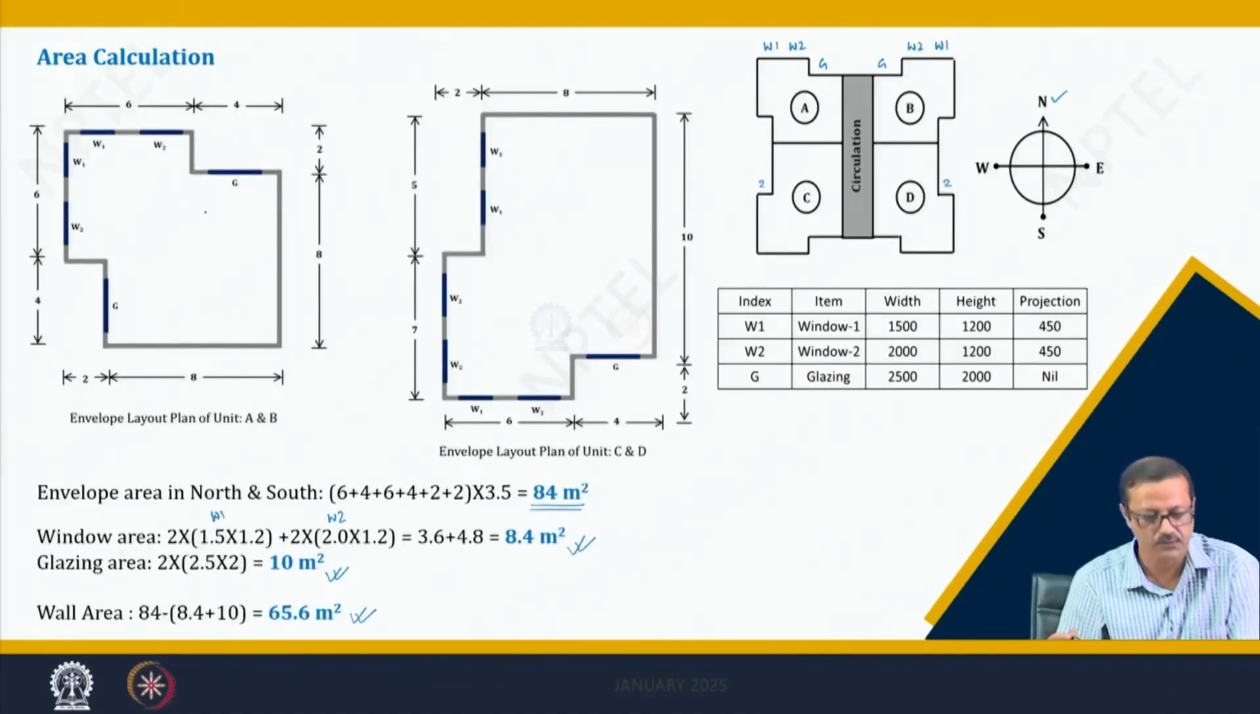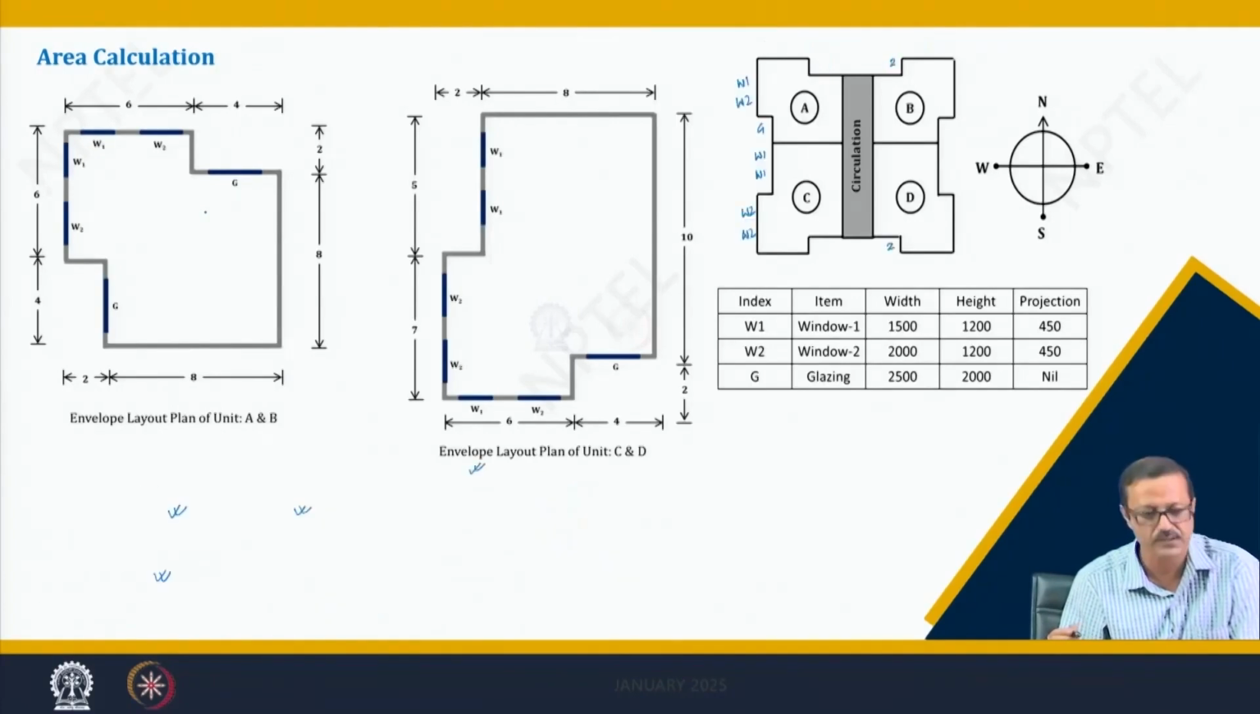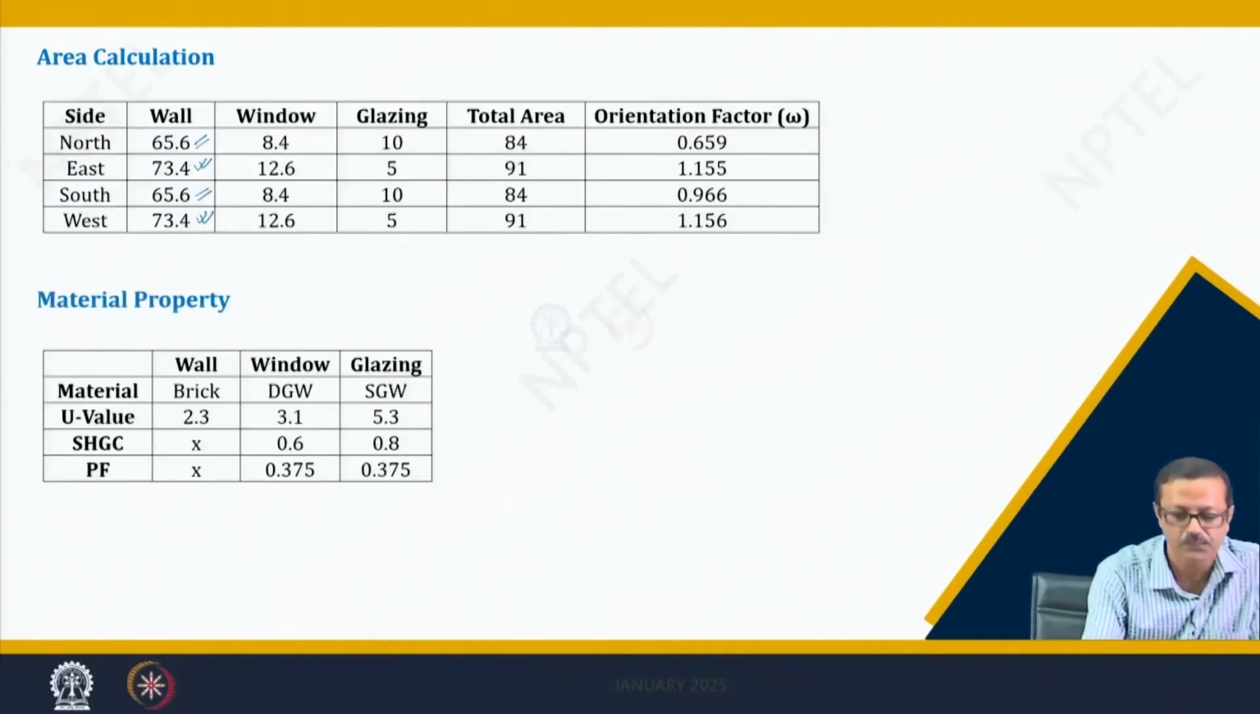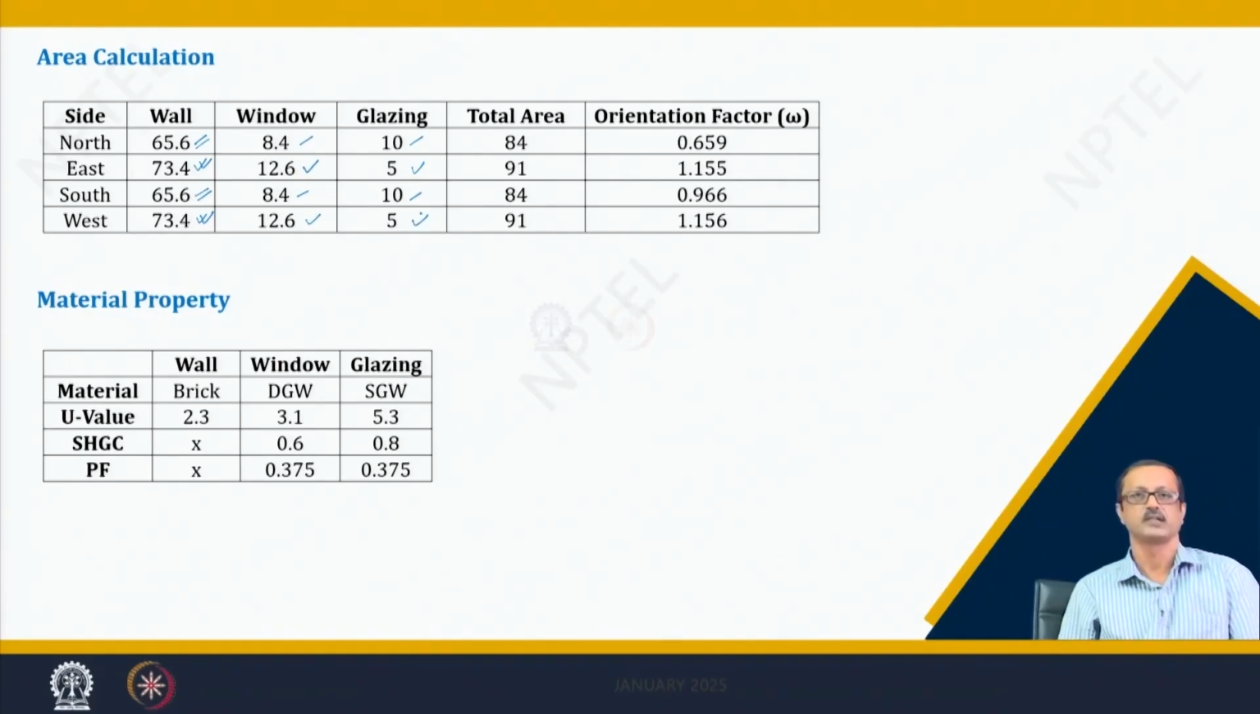Let me check once more, 65.6, and yes. The window areas are 8.4 in the north and south, and 10 are the glazing areas, whereas the window areas in the east and west are 12.6, and 5 square meters is the area of the glazing. And the orientation factors are also mentioned in the east, west, north and south. I have taken them already, and I have the U values and the SHGC values as well.